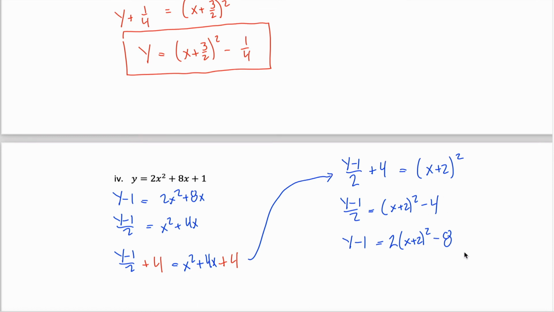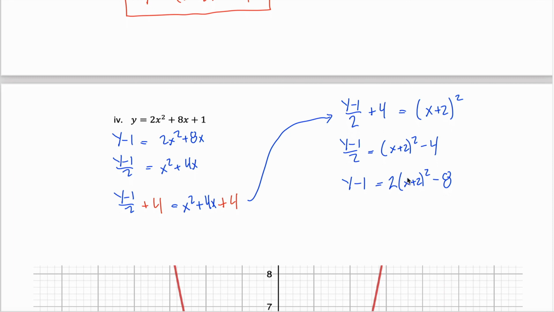Another common mistake is students are tempted to take this 2 and distribute it into these parentheses, but you can't do that either because the stuff inside the parentheses is squared, but the 2 is not. So if you distributed the 2 inside the parentheses, you'd essentially be treating this like it were squared, when it's not. Anyways, we're just about done.